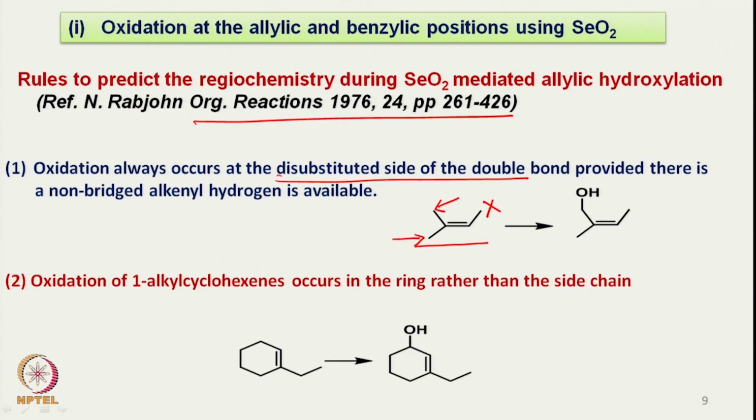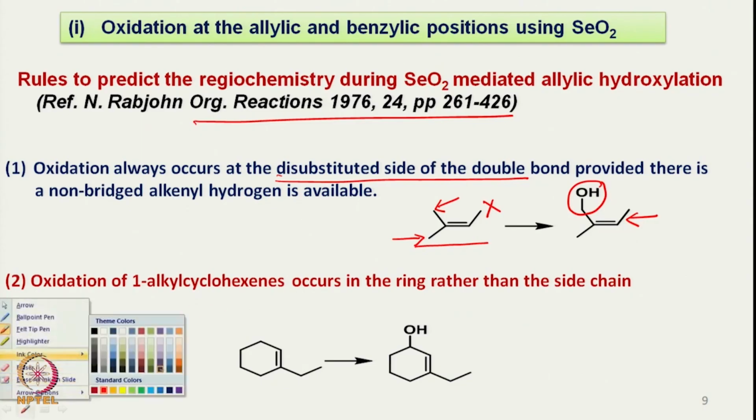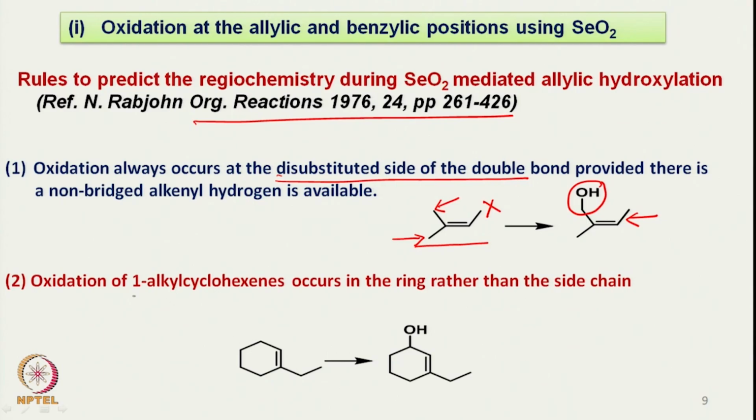Obviously, when we think about it, we have to think that the oxidation occurs to give hydroxy group attachment, in many cases trans to this particular methyl group for steric reasons. Oxidation of one alkyl cyclohexenes, for example, of this kind, the oxidation occurs in the ring rather than on the side chain. That means oxidation occurs here rather than taking place onto this particular carbon atom.